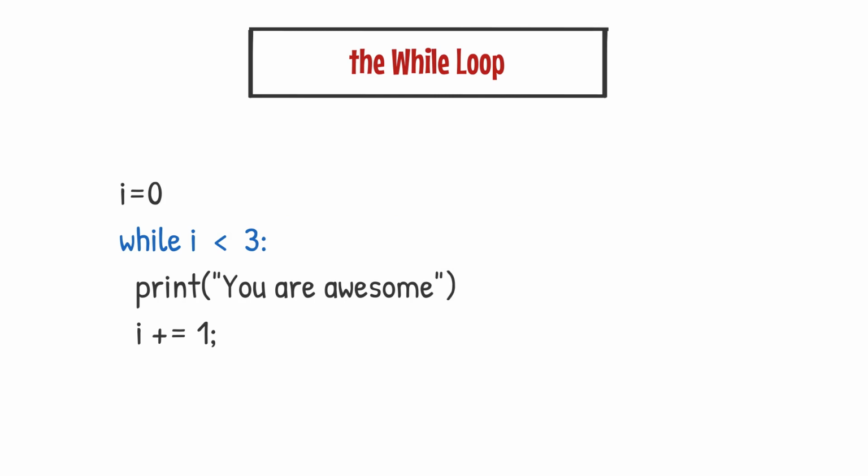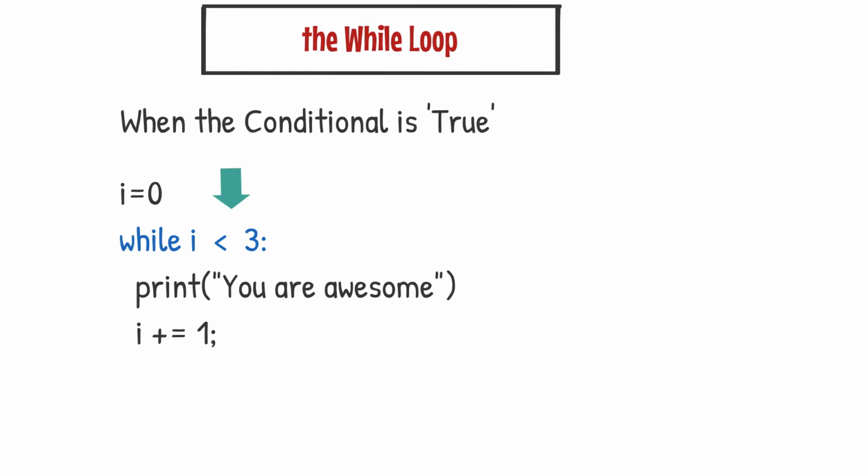For this, we have initialized a variable I to 0 to begin with, and then that is used in the conditional expression in the while construct. If the conditional evaluates to true, then it enters the while block. Here also, a while contains a colon, and all the statements that should get executed on the conditional being true should be indented.